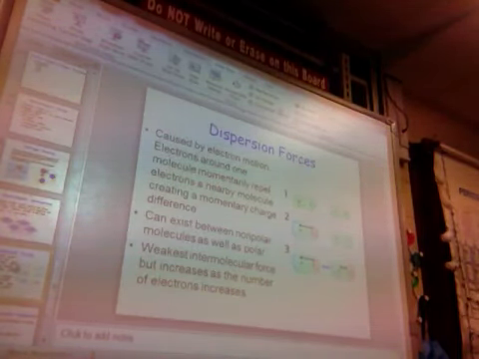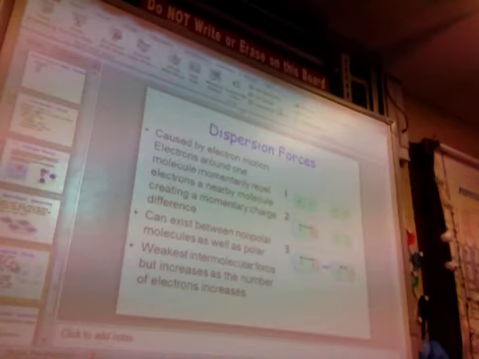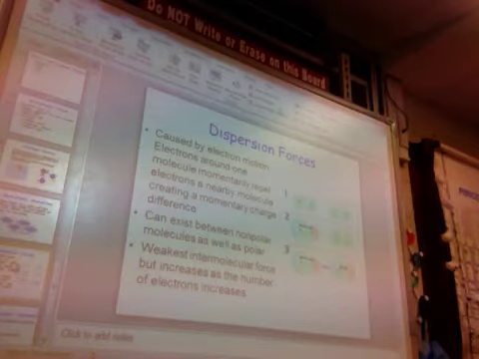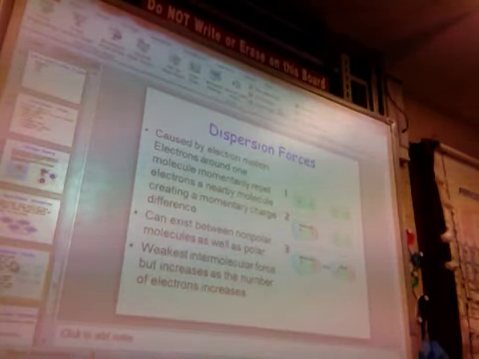We are going to focus on these three intermolecular forces way more in depth once we get into the States of Matter chapter, which will be in second semester. But for right now, I at least just want to introduce them.